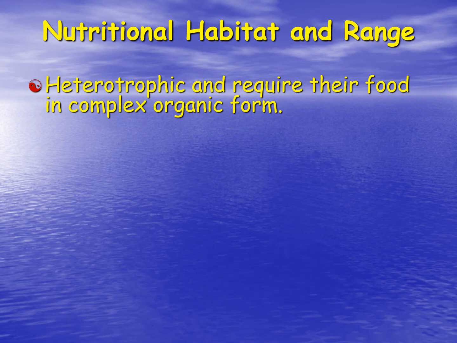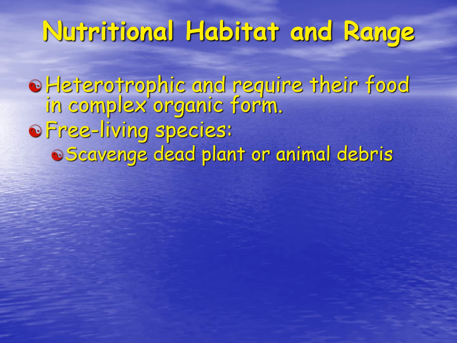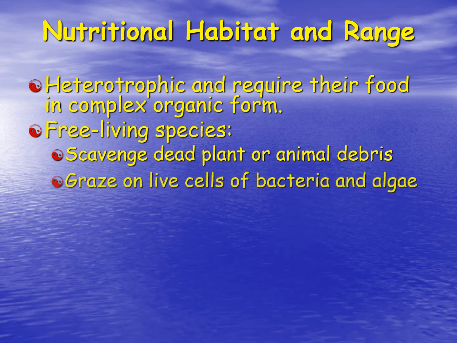Heterotrophic protozoa require their food in complex organic forms. And this is what allows the protozoans to be found in so many different environments, the fact that they can use a variety of different things for their food. Free-living species tend to scavenge dead plant or animal debris, so organic matter, and they help to get rid of the organic matter waste.